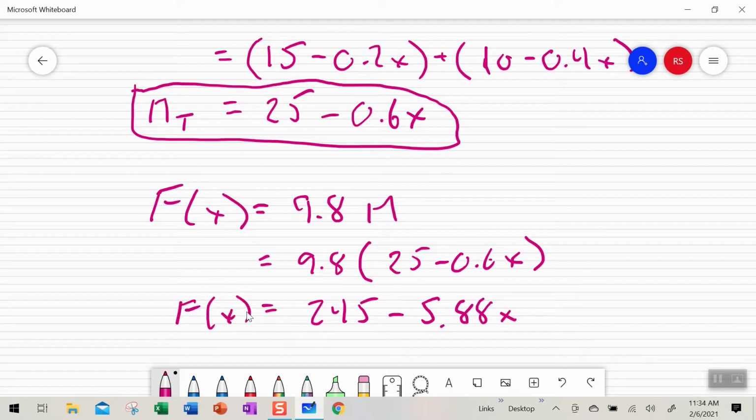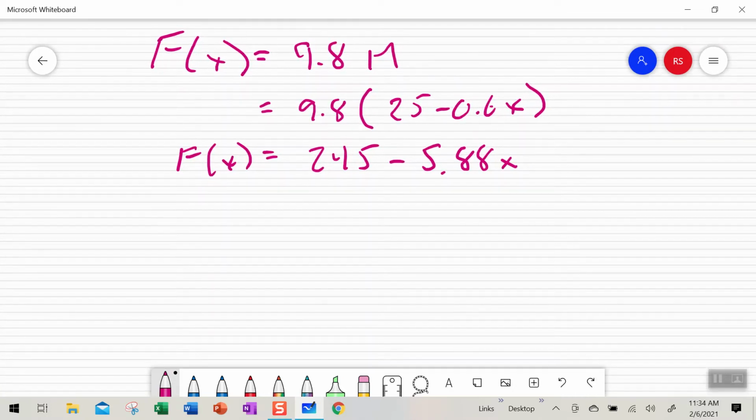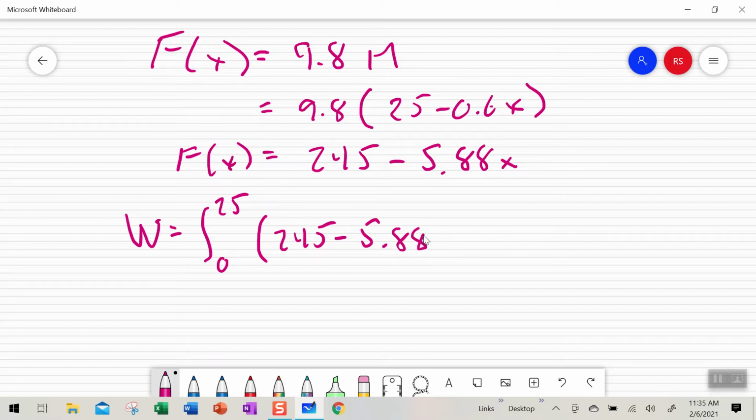So we're just using all of the definitions, kind of going backwards now. We had to find work, but to do that we need to find force, and to do that we needed to find mass. Now that we found the mass, we found the force function, and we can put it together in the work function. Work is the integral, and we're lifting it from 0 feet to 25 feet. Our force function now is 245 minus 5.88x dx, and that is the integral we are looking for.